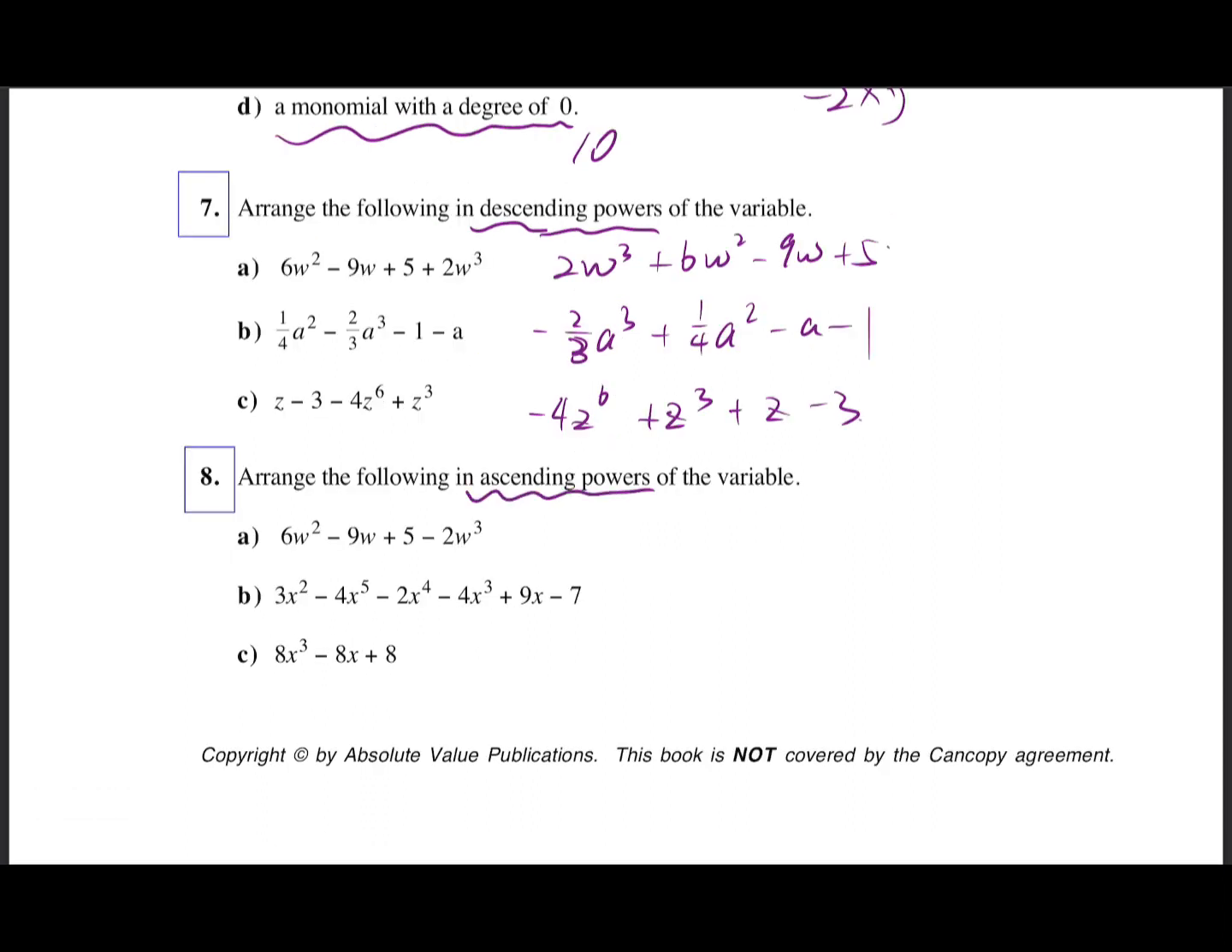And number 8, this is ascending. The first one is the constant term, and then power of 2, and then power of 3, and then negative 1, 1, and then power of 2, power of 3, power of 4, power of 5, and then 0, power of 1, power of 3.